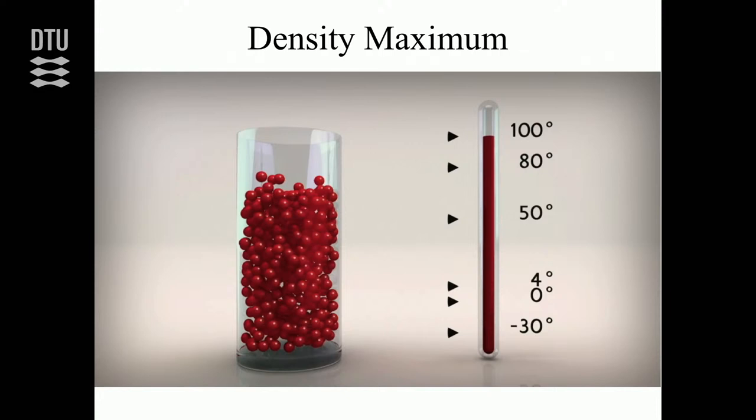So we can very simply understand the appearance of a density maximum. And you can already get the hint why ice floats, because at room temperature most of the molecules are high density, whereas ice has a structure that more resembles low density. And that's actually why ice floats.